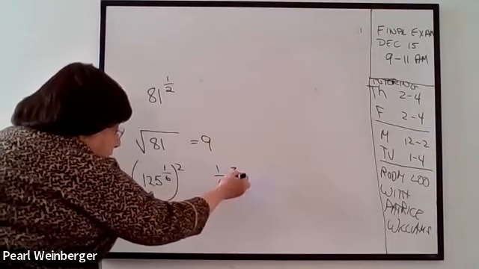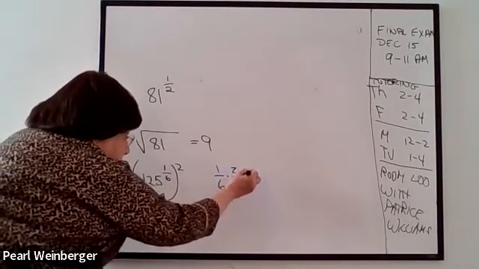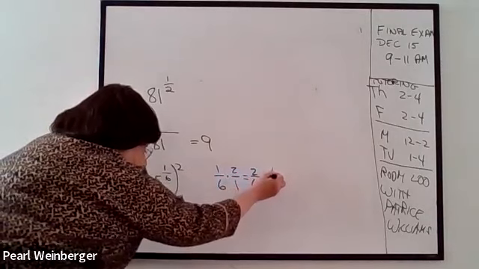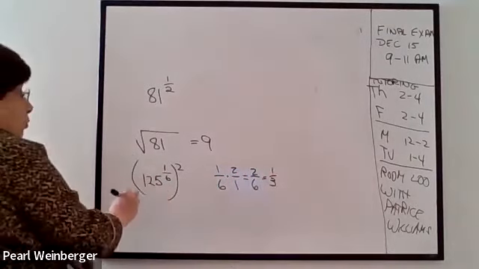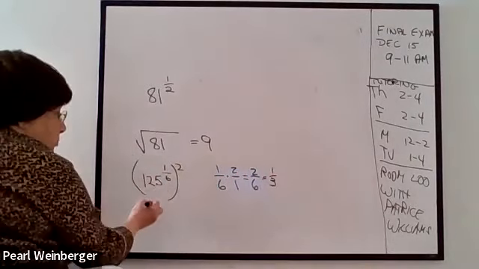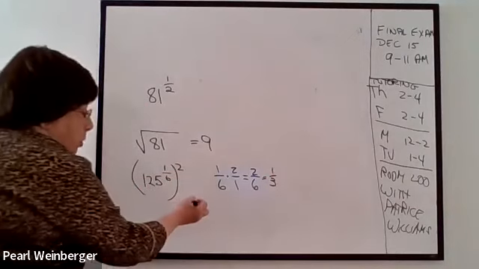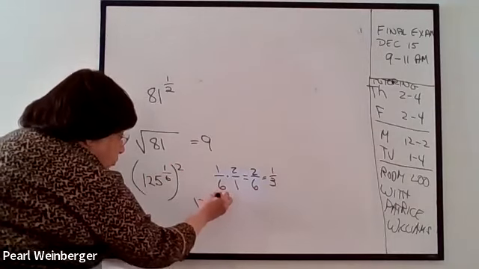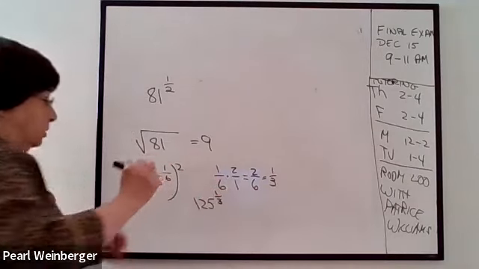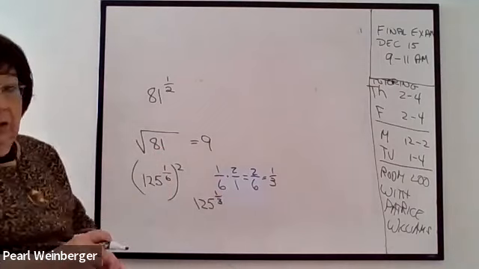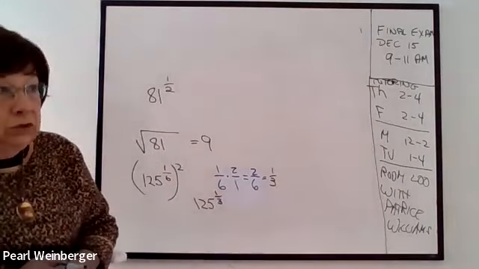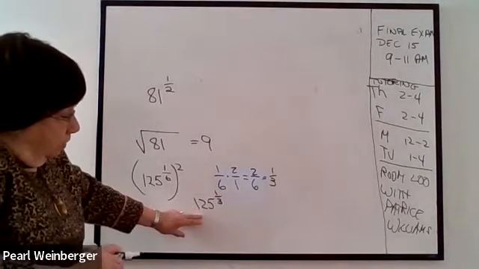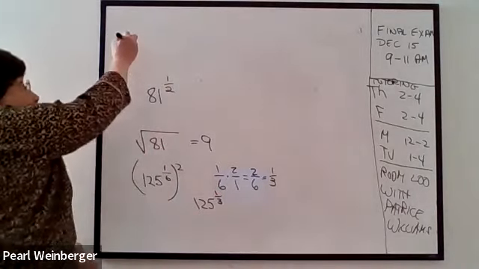Now remember, 2 really means 2 over 1. So that gives you 2 over 6, which reduces to 1/3. So this question really is asking us, what is 125 to the 1/3 exponent? Now, if you want, you could stick it into your calculator. You put in the 125, you press your exponent button.